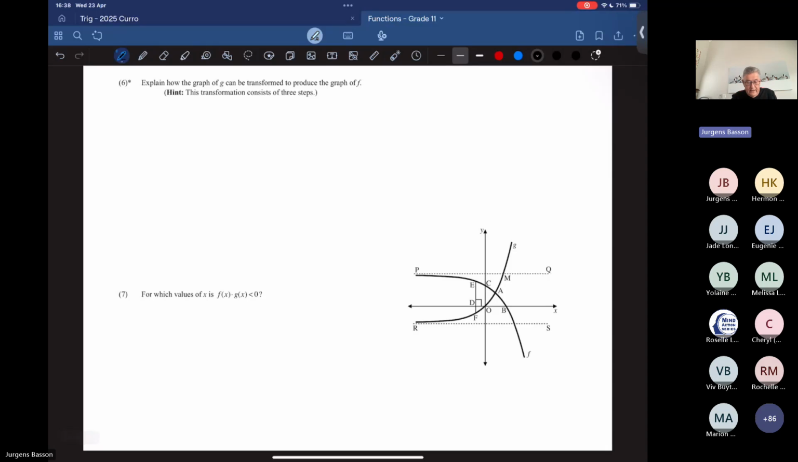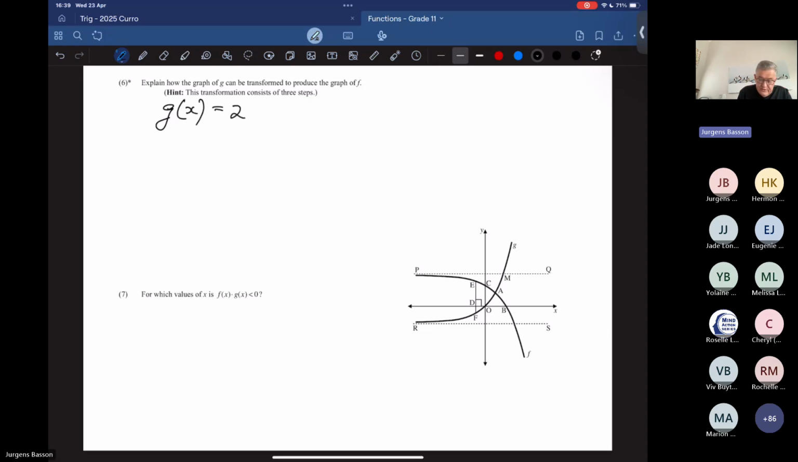Now, ladies and gentlemen, I have a little star question here. They are questions that are at least a level 3. One can maybe sometimes even argue closer to a level 4, but you can maybe tell me once we do this one. Explain how the graph of G can be transformed to produce the graph of F. So they want us to explain how this can be done.